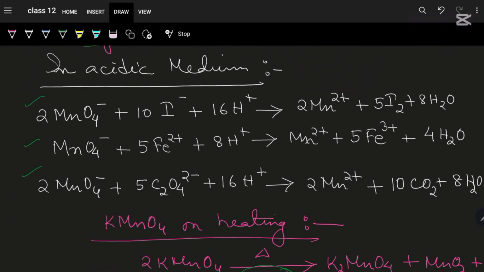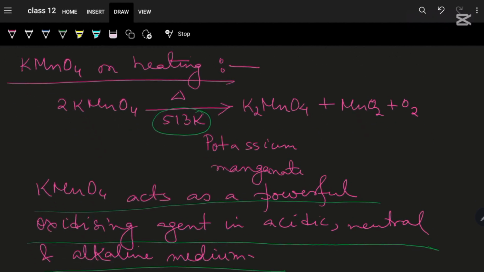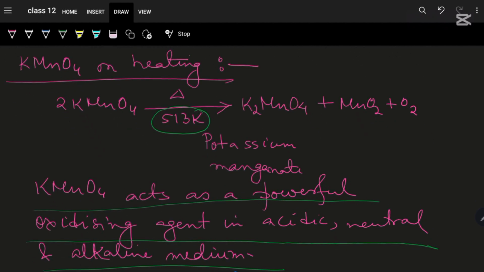Now, in acidic medium, KMnO4 shows its oxidizing nature, and these are the three examples which I have shown you, with I-, with Fe2+, and with oxalate ion in presence of H+, that is in acidic medium. Now, what happens when KMnO4 is heated? When you heat KMnO4 at 513 Kelvin temperature, it decomposes to K2MnO4, MnO2 and O2.